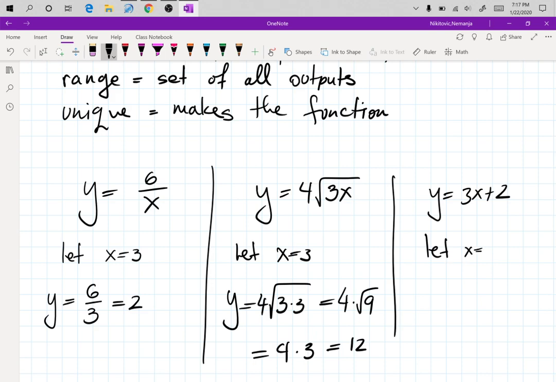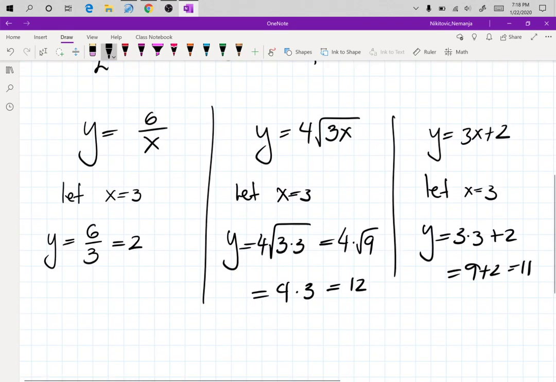Let x be 3 here. y equals 3 times 3 plus 2. 9 plus 2 equals 11. What you see here is the way to compute functions. When I or someone else provides you with the input value, which is x, you use that value to compute the y. And then you have the ordered pair, which you can eventually graph.